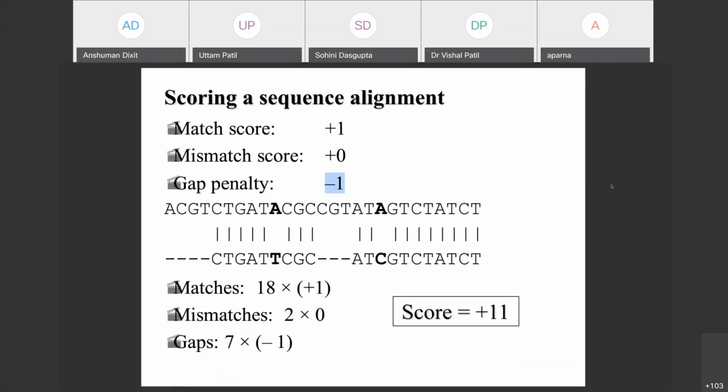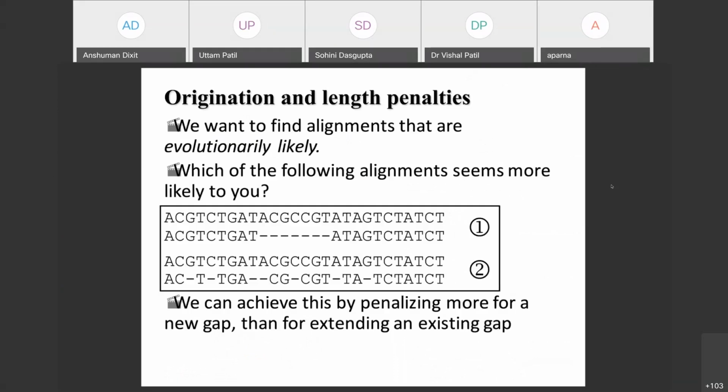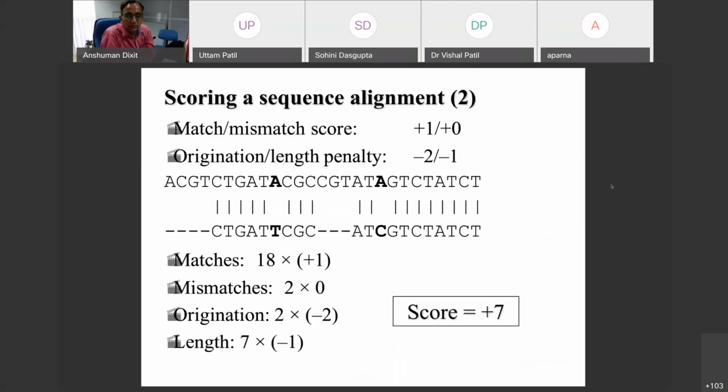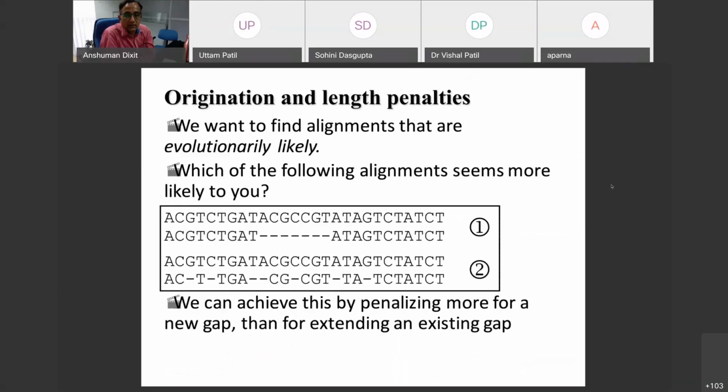So this is how a very simple scoring scheme can be used to score a sequence alignment. Okay, we can skip these things, and then we'll go into the second part, which is the protein structures, in the next part of the talk. So let's quickly look into the origination and length penalties, because that would be very important to understand how we score different kinds of alignments.